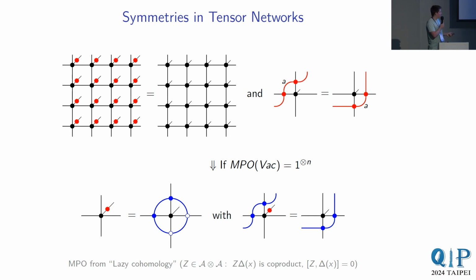All right. We also understand now how to generate these MPOs from some local algebraic structure. The bottom line is that it's related to some cohomology stuff.